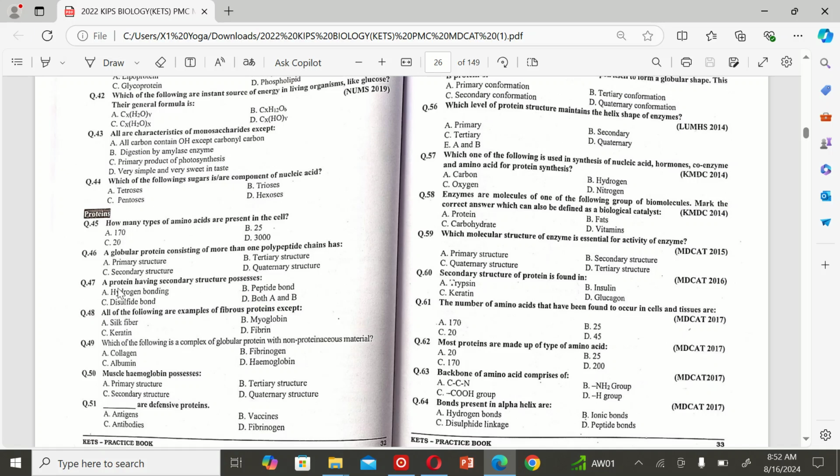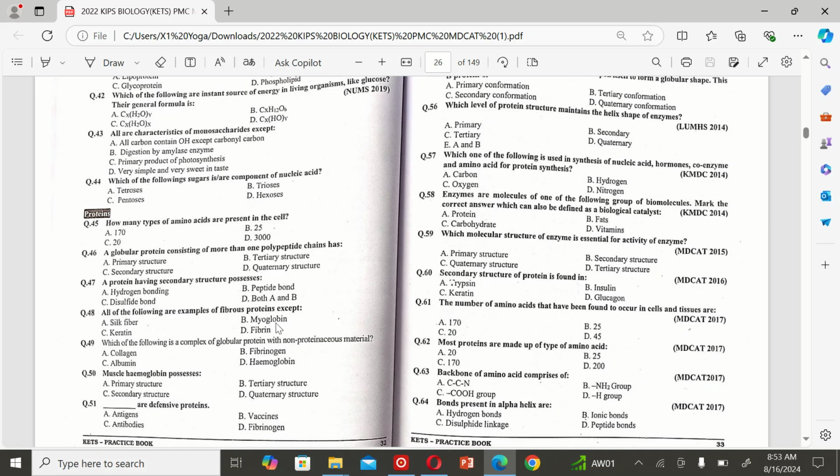The next MCQ is: a protein having secondary structure possesses A, hydrogen bonding, B, peptide bond, C, disulfide bond, and D, both A and B. So the correct option is D, both A and B.